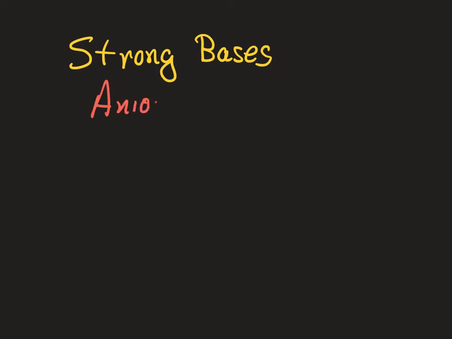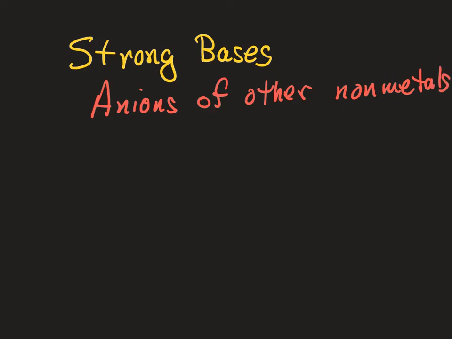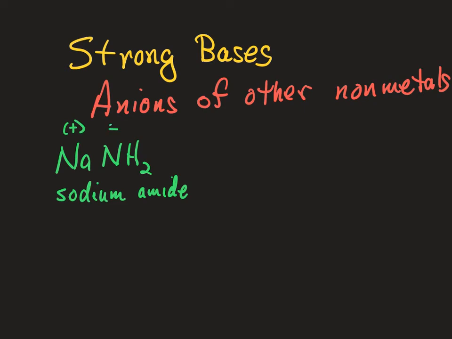Our last group of species that will act as strong bases are compounds that are anions of other nonmetals. So for example, if we have a compound like NaNH2, a compound called sodium amide, the sodium is positive, so the nitrogen is negative. That is an anion of a nonmetal.